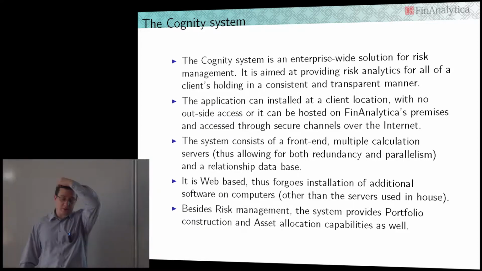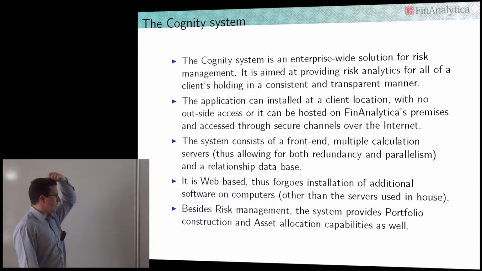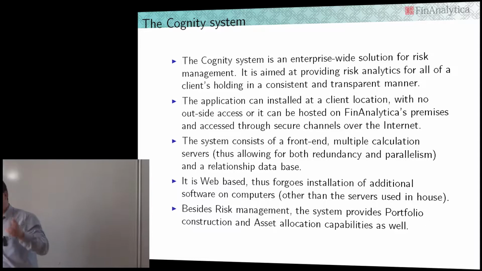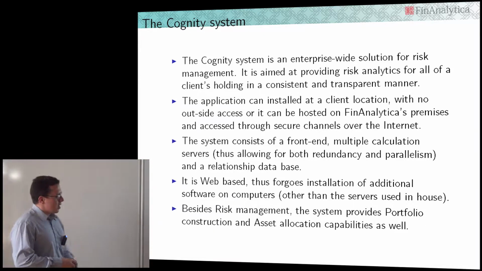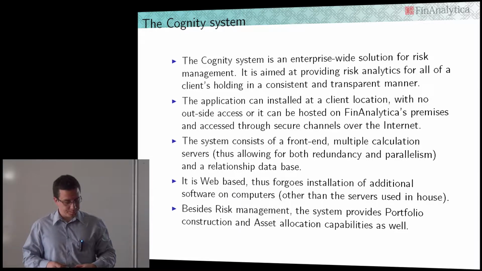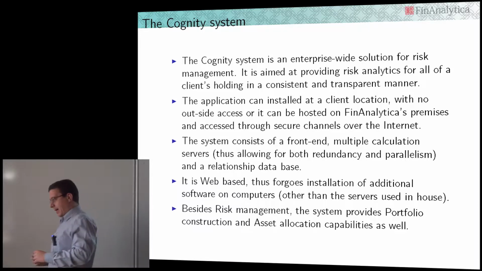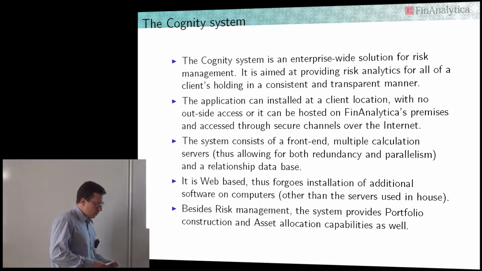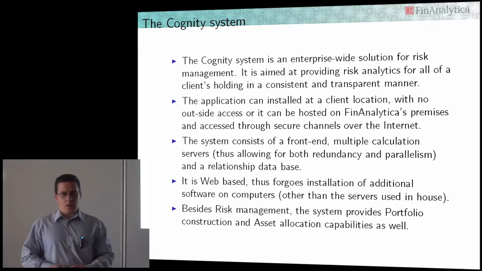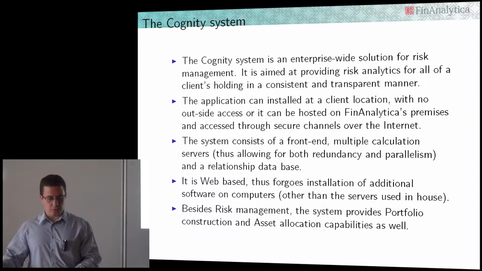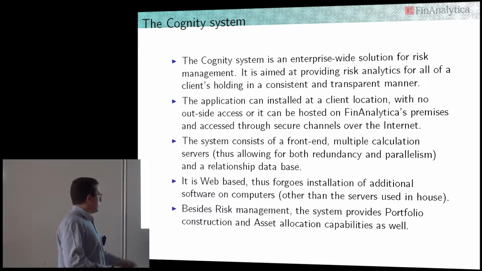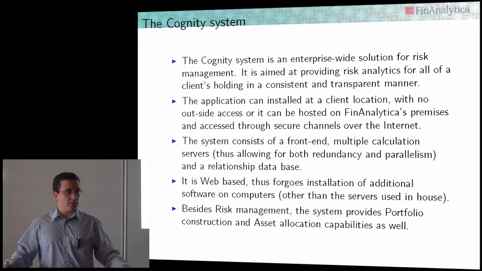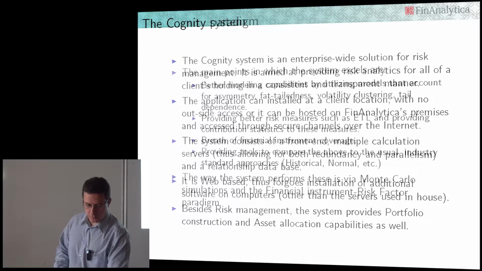And of course, we actually have the relational database to fit everything together. So these are the components. And the front end, the UI is web-based, so we can actually use browsers for that. You don't have to install anything on client machines, so they can just use whatever they have. And besides risk management, we also provide portfolio construction and asset allocation, so that out of all these data, people can actually build portfolios as well.